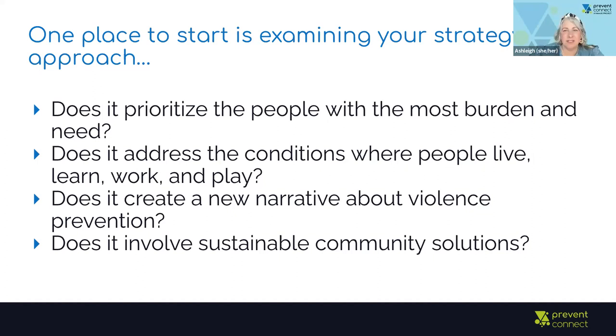We can ask things like, does the content of our strategy prioritize people that are experiencing the highest rates of violence? We can ask if it addresses the social determinants of health, which we're going to learn more about today. Does it create a narrative about our violence issue that helps people connect the issue to their values? And then is there ongoing capacity to continuously work on improving the quality of life for people? There's no end point, right? It's something that should be sustainable and really rooted in the community.